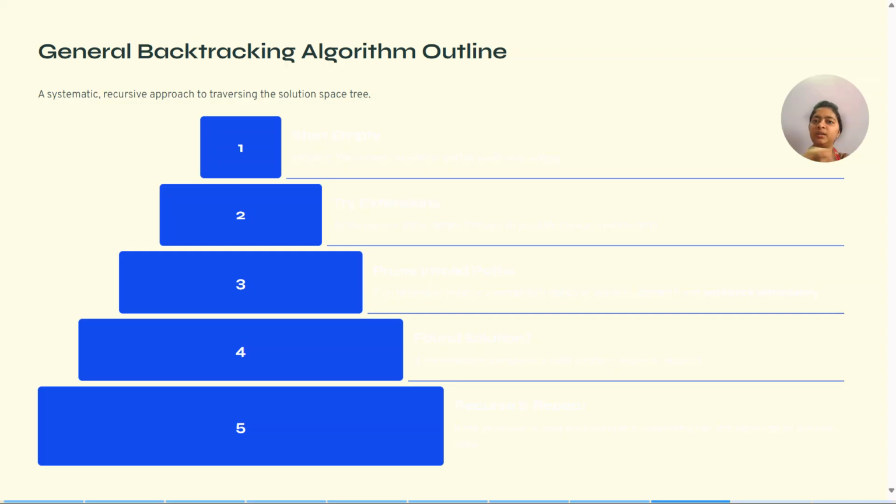Here is the general backtracking algorithm outline. Here are the 5 stages of the backtracking algorithm outline. A systematic recursive approach to traversing the solution space tree. Start empty, try extensions, invalid prune, found solution, and lastly, recurse and repeat.